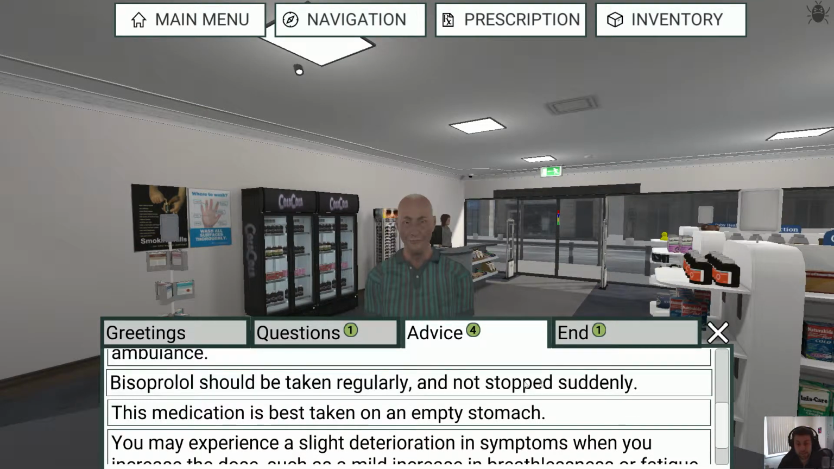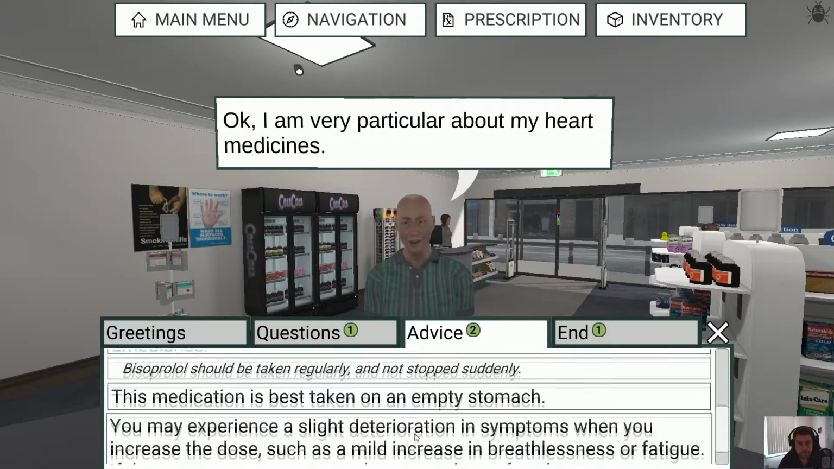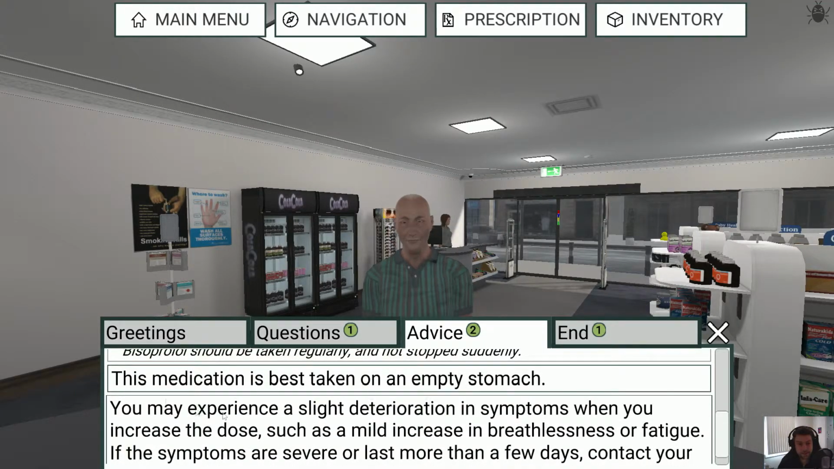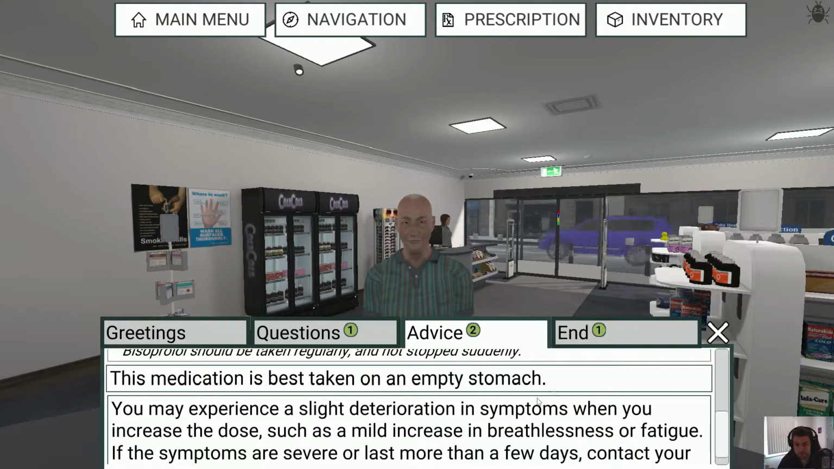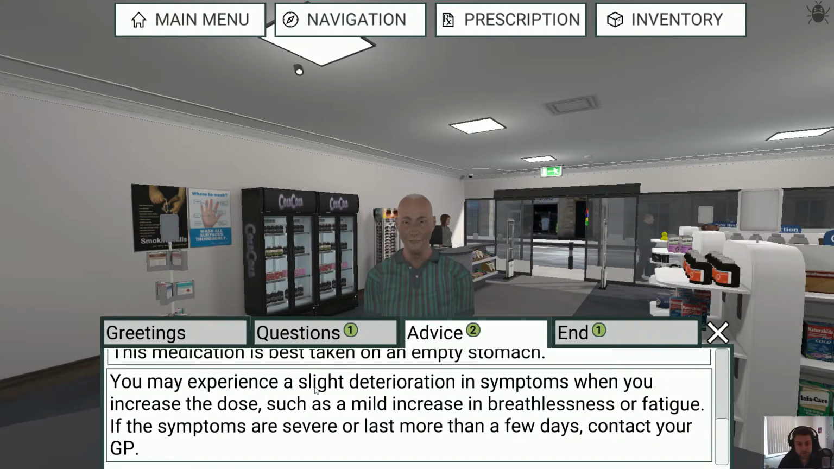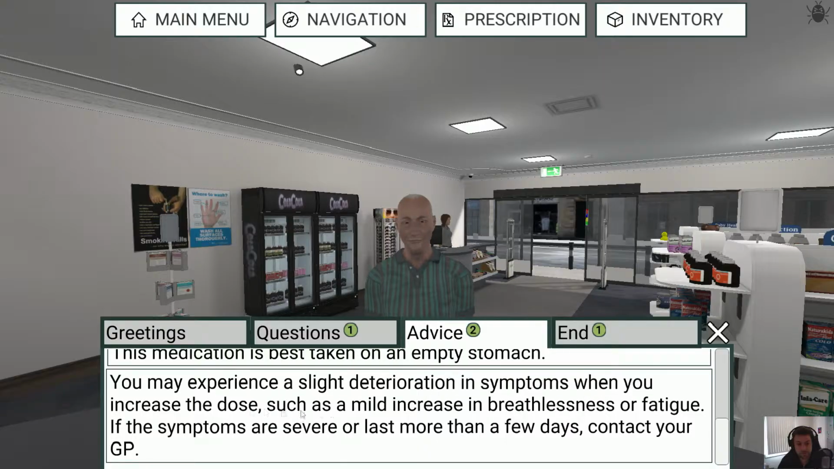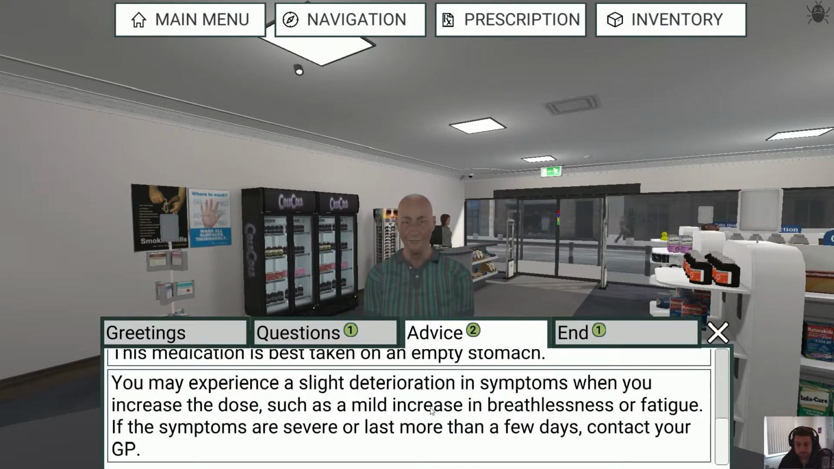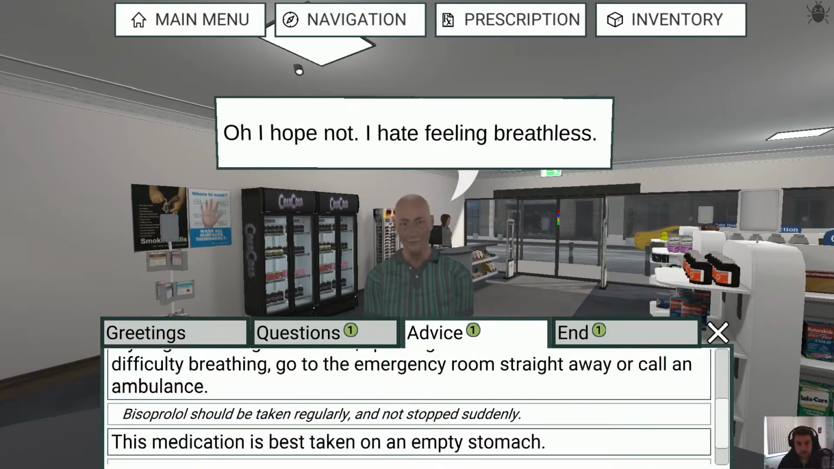Bisoprolol should be taken regularly and not stopped suddenly. That's important. Okay, I am very particular about my heart medicines. Good man. This medication is best taken on an empty stomach. Well, that's just not true. You may experience a slight deterioration in symptoms when you increase the dose. So that's good advice, I think. He needs to be prepared for that possibility and what to do if it is more serious. Oh, I hope not. I hate feeling breathless.